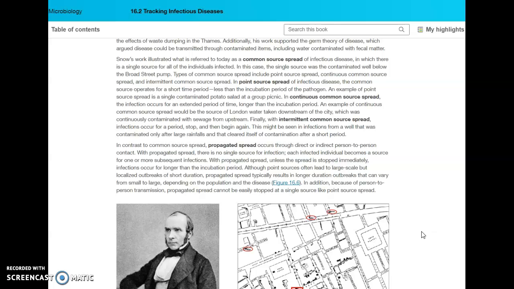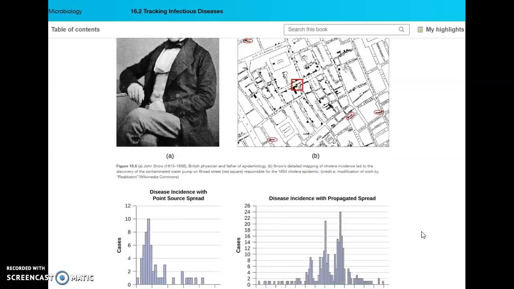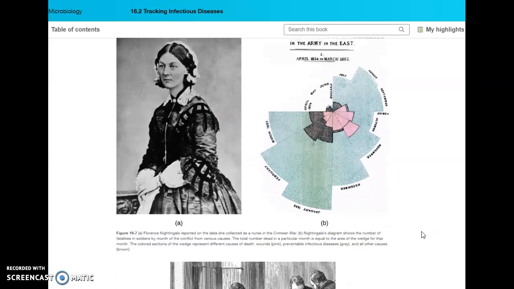Point sources lead to large-scale but localized outbreaks of short duration. Propagated spread results in longer duration. And the time frame or the size of the outbreak can be small to large. And so, of course, what we're in right now with the coronavirus pandemic is a propagated spread. It's spreading from person to person.